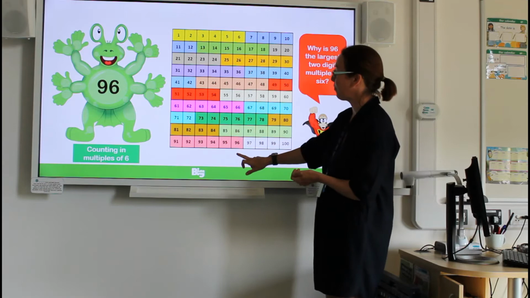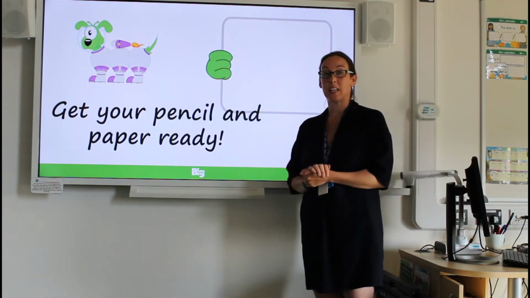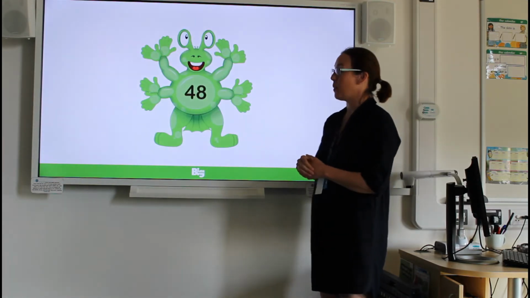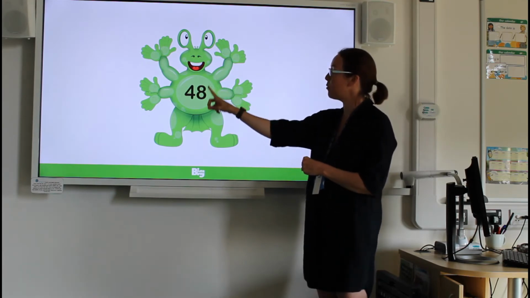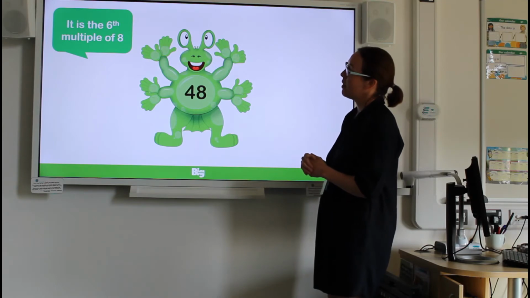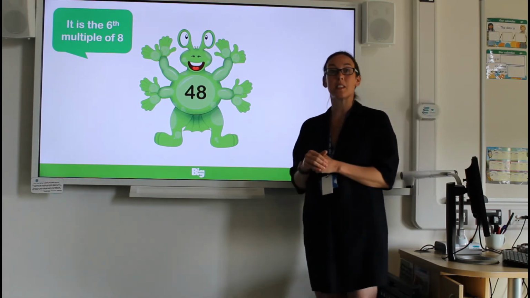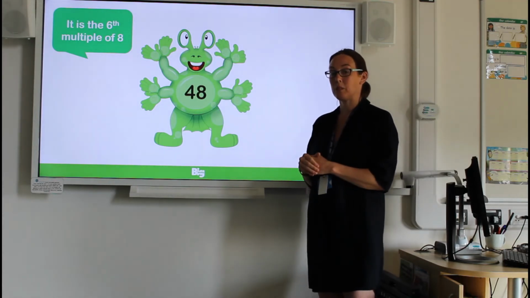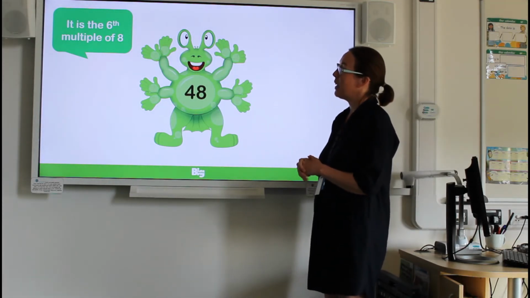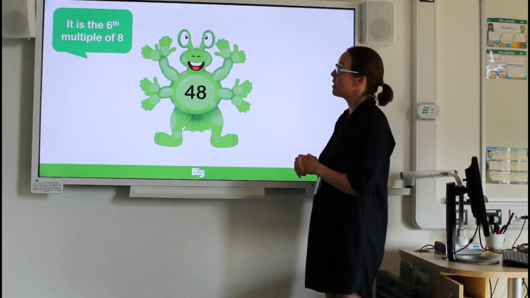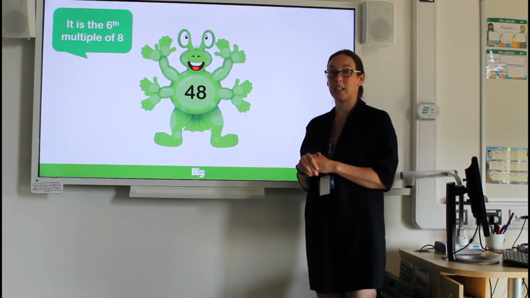Okay, well done. So now you need to have a pencil and a piece of paper, or if you have a whiteboard and whiteboard pen ready. So here we have a multiple. We have the number 48 in Pom's belly. Okay. And I am going to bring up some statements that will generate that multiple. Okay, and here is one for us. Let's have a look. It is the 6th multiple of 8, because 6 times 8 is 48.